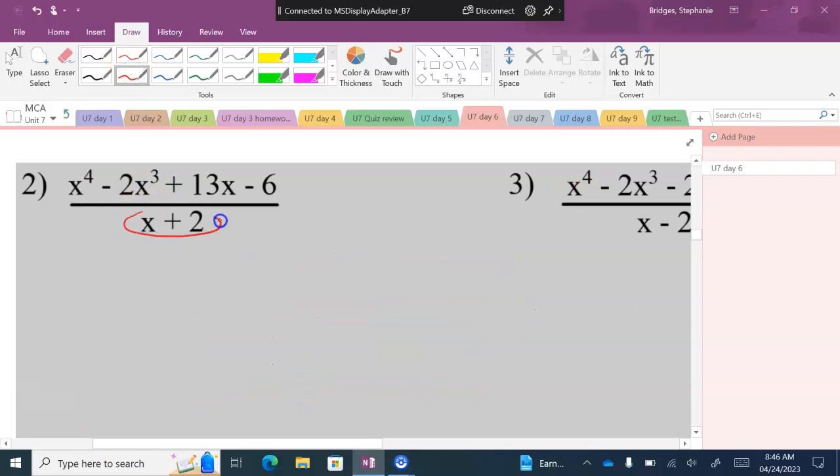Again, I'm going to start with my divisor, my x plus 2. I'm going to come off to the side, set it equal to 0, and solve for x. And that number that I get when I solve is the number that I put in my box.